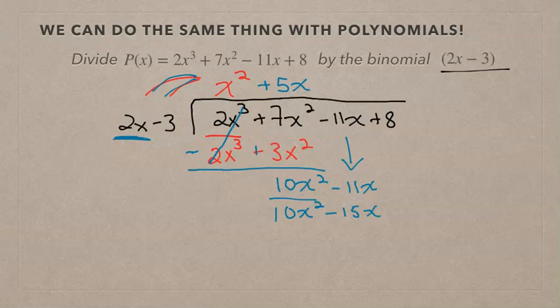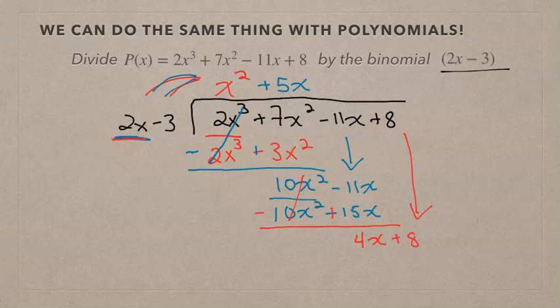I'm going to subtract or add the opposite. So this becomes a negative and this becomes a positive. That's gone. Goodbye. And I have negative 11x plus 15x. Negative 11x plus 15x is 4x. And then I'm going to bring down this last term, which is plus 8. And I'm going to go through the process one more time.